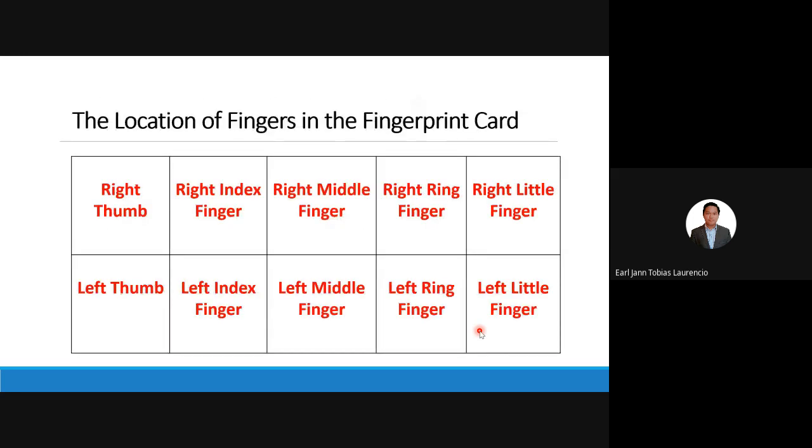Next. Now, this slide, class, shows you the location of your fingers in the fingerprint card. So this is the position of your fingers in the fingerprint card. Right thumb, being finger number 1, is situated on this box. The left thumb is opposite it. They are aligned. So these are your thumbs, right and left. This is the position of your index fingers, middle fingers, ring fingers, and the little fingers. On top are the right fingers. Below on the card are the left fingers.